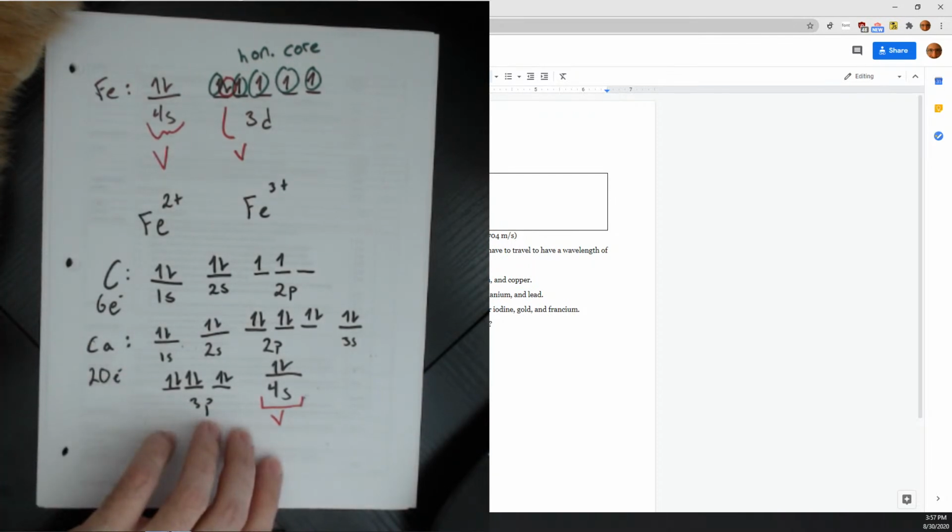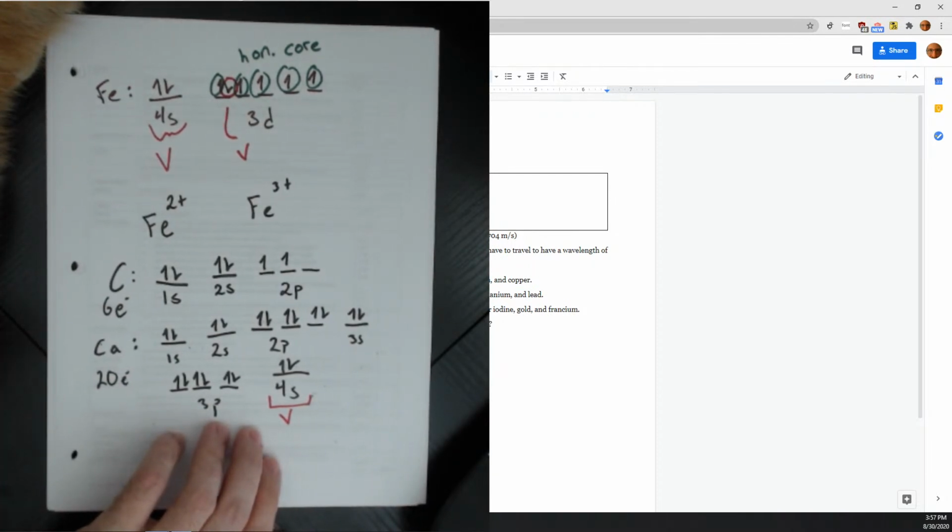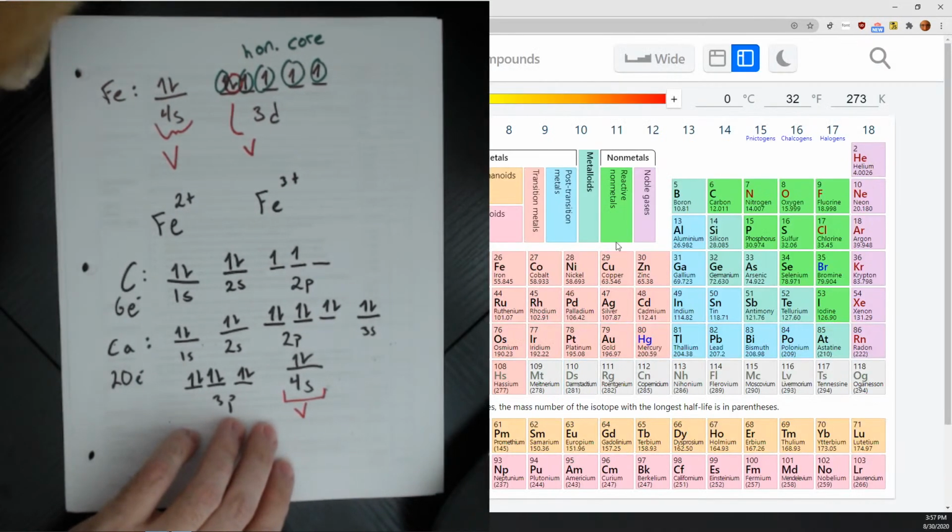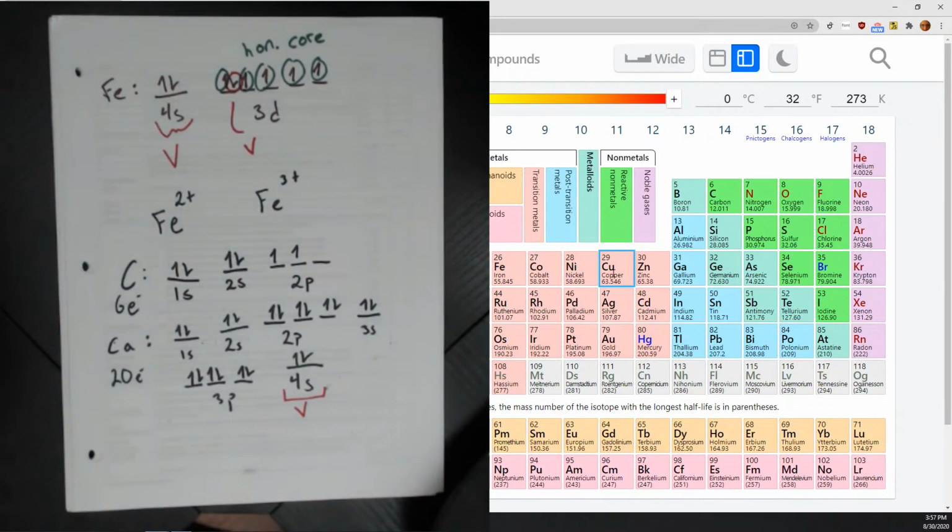All right. And finally, copper. The orbital filling diagram of copper. So copper is right there, element 29.